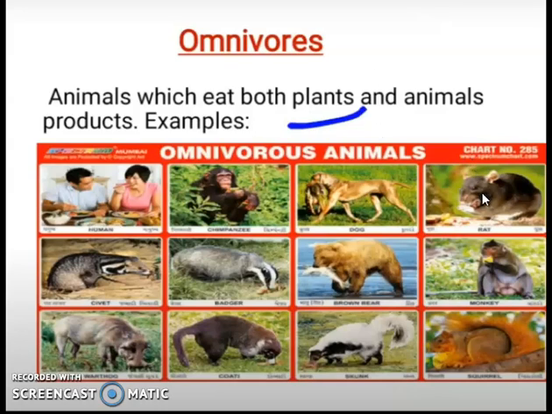Now, examples of omnivorous animals: monkeys, polar bear, then sorry, brown bear. Why is brown bear called an omnivorous animal? Because see, they eat the honey. Honey is an extract from the plant by the bees.